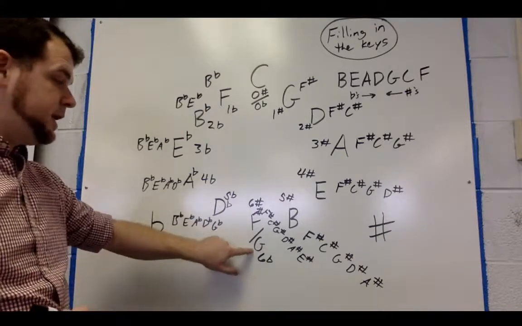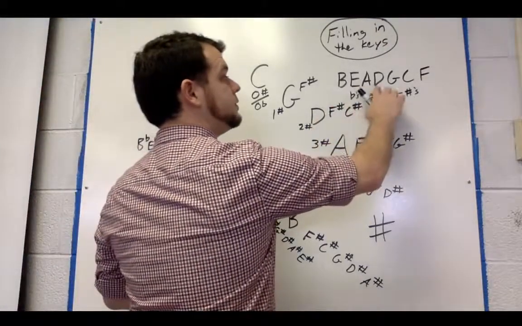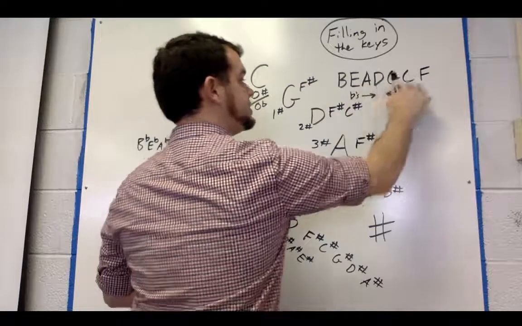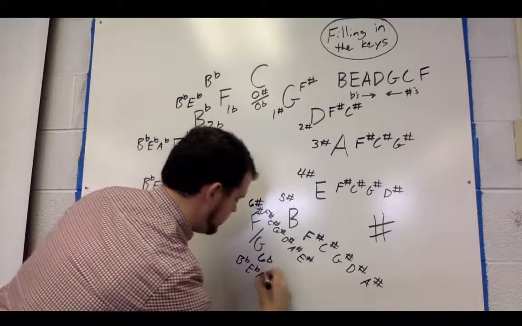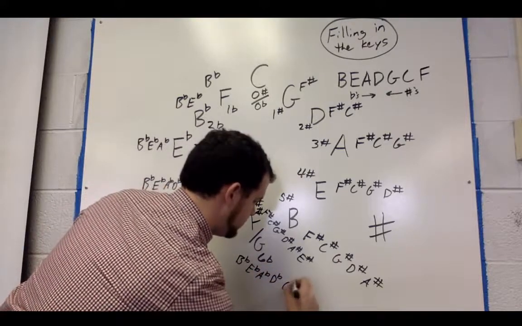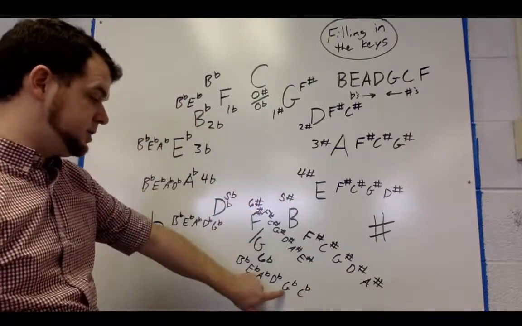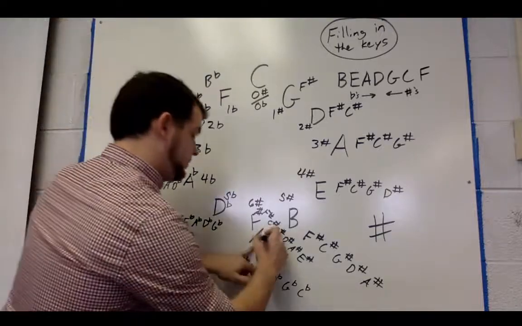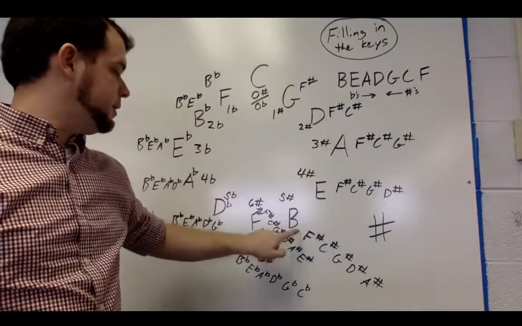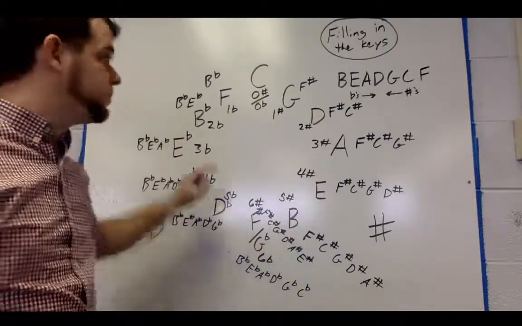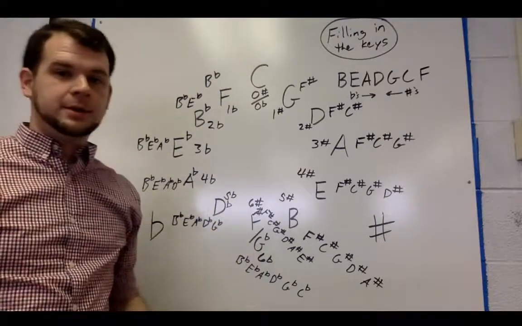And last but not least, we have G down here, which says it has 6 flats. So we'll go 1, 2, 3, 4, 5, 6, B, E, A, D, G, and C. So we have B flat, E flat, A flat, D flat, G flat, and C flat. Once again, the key has a G flat, so we have to call this G flat. So we have C, G, D, A, E, B, and F sharp on the sharp side. We have F, B flat, E flat, A flat, D flat, and G flat on the flat side.